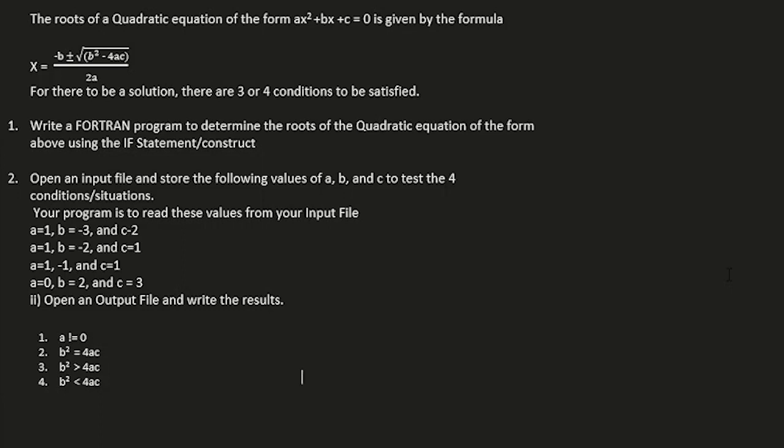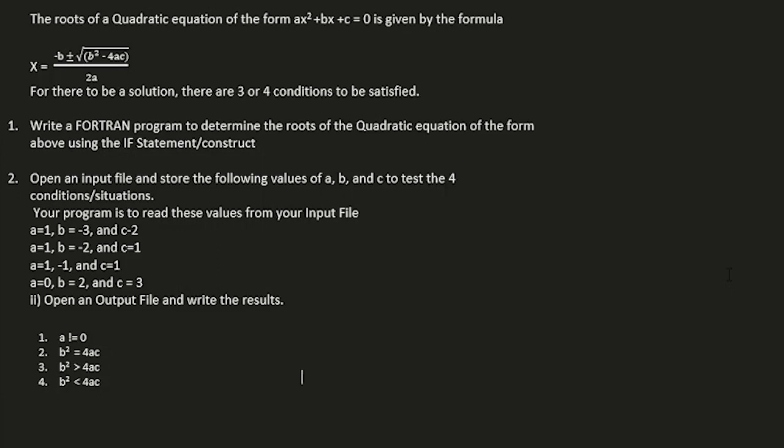The first question is we have to write a Fortran program to determine the roots of the quadratic equation of the form above using the if statement or construct. Second question is to open an input file and store the following values a, b, c to test the 4 conditions or situations. Your program is to read these values from your input file. The third thing we have to do is to open an output file and write the results in it, like the roots in the output file.